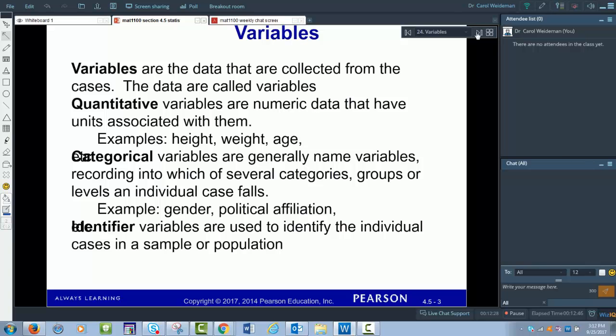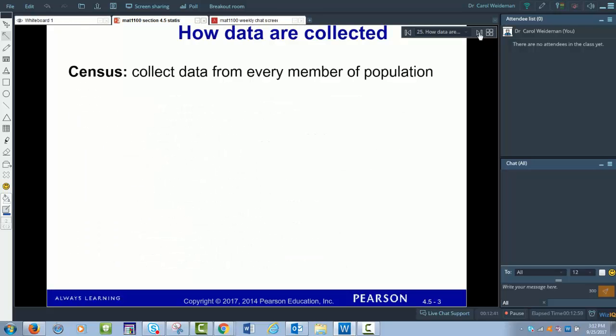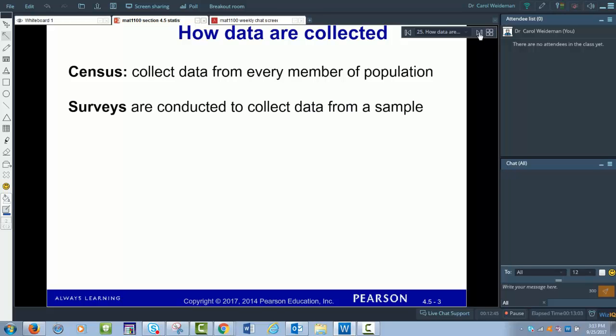They're not numerical. And then finally, identifier variables are simply what we use to identify the case from which we drew the information. Things like student ID, social security number. We don't do any statistics or graphical displays on identifiers. They're simply there to help us identify the individual cases.